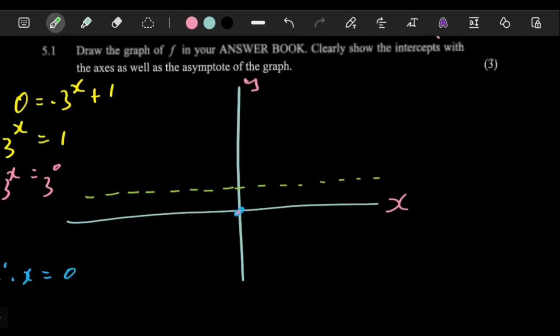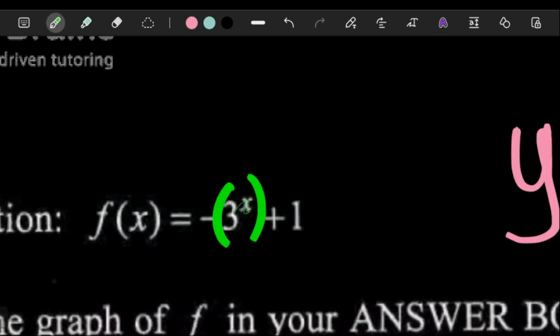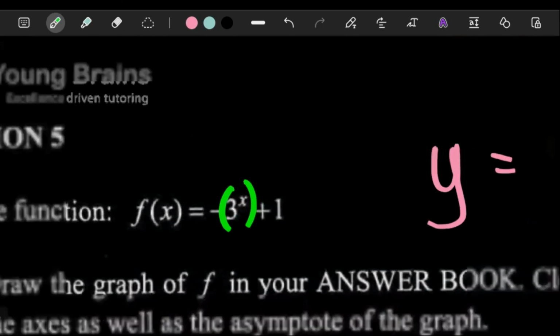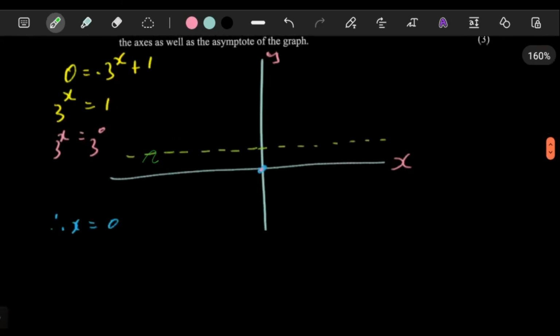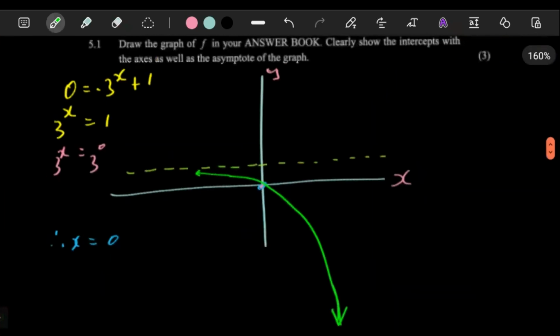Now, judging from how this is behaving, as long as x is getting higher and higher, you're going to be multiplying by a negative, so it's just going to get lower. This graph is going to look like this, basically. This is an exponential graph, going down like that. So yeah, that's all good. Let's keep it moving.